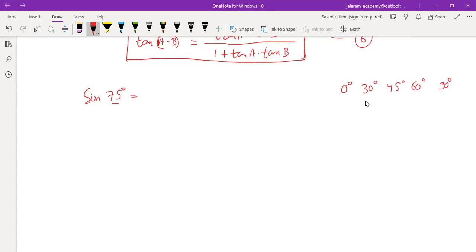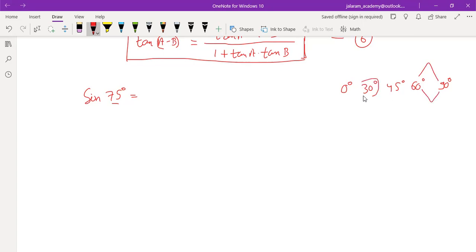Sine 0 degree is 0. Sine 30 degree is half. Sine 45 degree is 1 by root 2. Sine 60 degree is root 3 by 2. And sine 90 degree is 1. But we don't know the value of sine 75 degree. So how to find this value of sine 75 degree, which lies between these two?